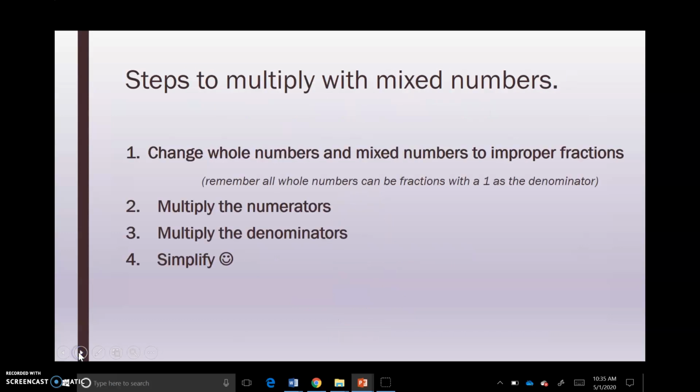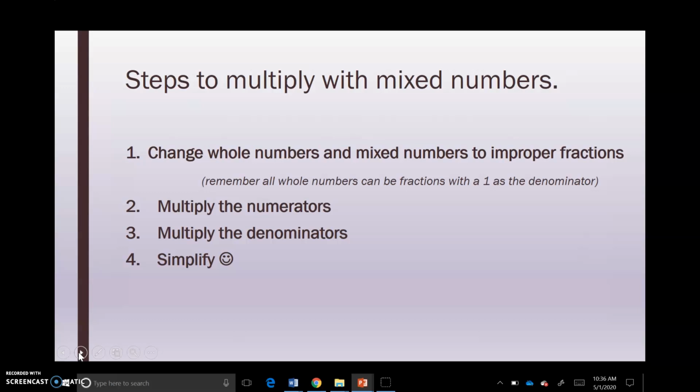Okay, so let's sum up how we multiply with mixed numbers. We're going to first change our whole numbers and our mixed numbers to improper fractions, keeping in mind that all whole numbers can be fractions with a 1 as the denominator because it's wholes. Once you have the 2 fractions, you're ready to go with the algorithm. Multiply the numerators, multiply the denominators, and then simplify them down to mixed numbers as you see fit. I know some people are stretching and simplifying even more, which is great. So that's about it. It's as simple as that.